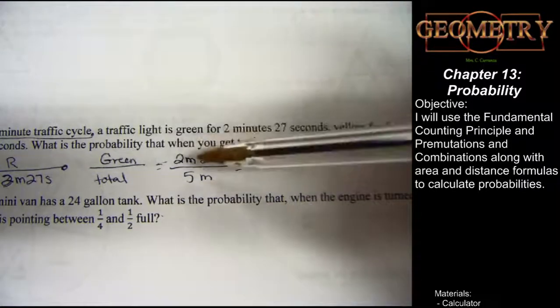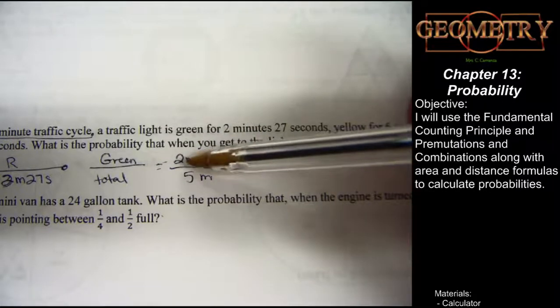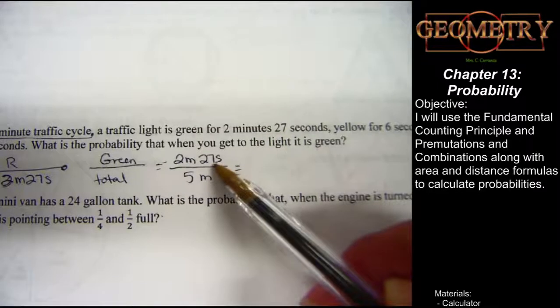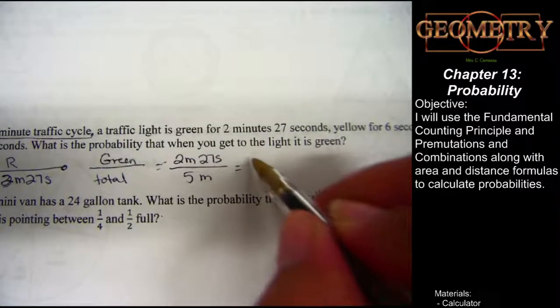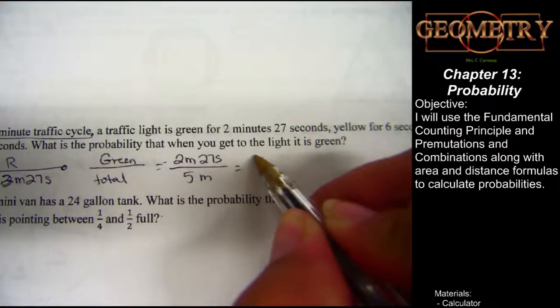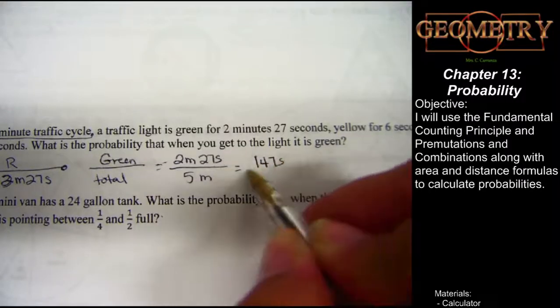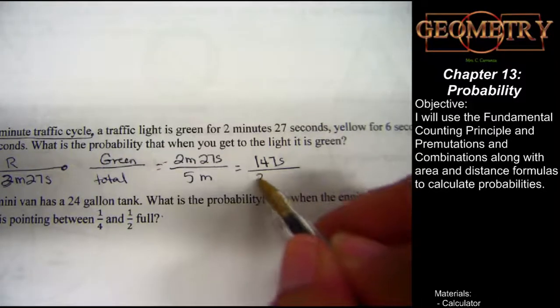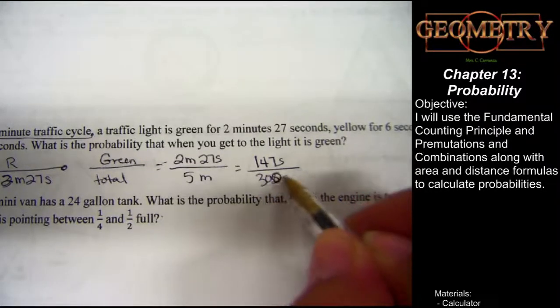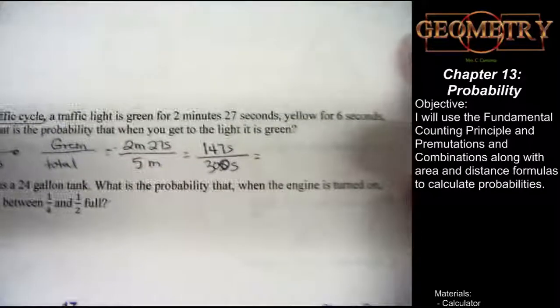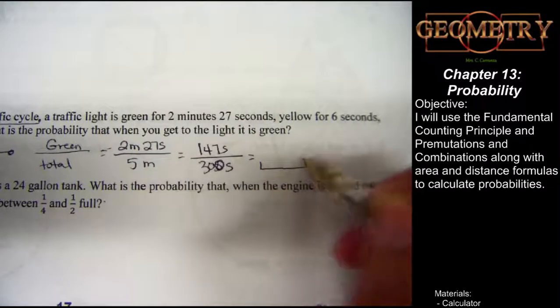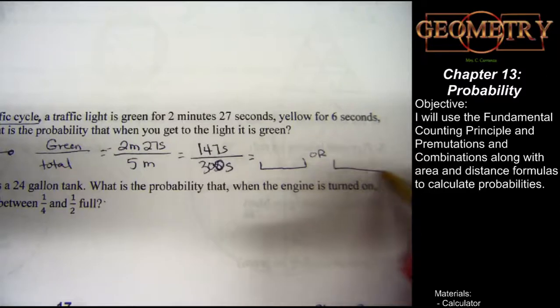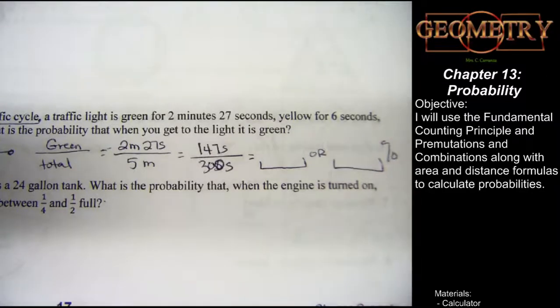How many seconds in 1 minute? 60. So if you have 2 minutes, how many seconds do you have? 120 seconds. And I have 27 more seconds. So 120 plus 27, 147. I got tongue tied. How many seconds in 5 minutes? 300 seconds in 5 minutes. And now we're able to divide and figure out our probability that if we go up to this particular light, it's going to be green.